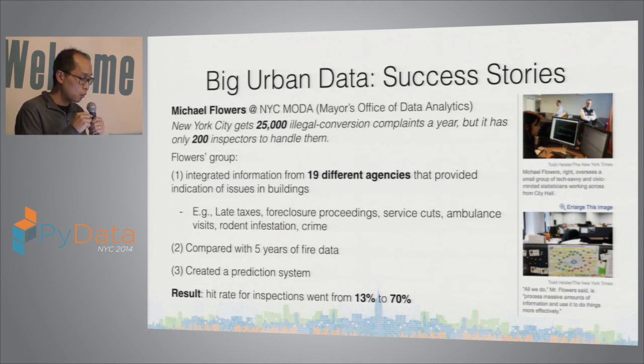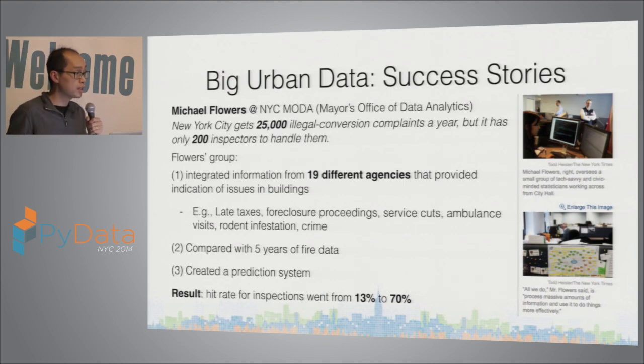the places. So what they did is that they took the data from 19 different agencies, from late taxes, foreclosure proceedings, and ambulance records, and combined it with 5 years of fire data to see which places would likely cause a fire and have real accidents. And by doing that, they really increased the hit rate from 30% to 70%, which means that 7 times out of 10, when the inspector goes out to a place and checks it, if it is really serious, they will issue a vacate order, which means they chose the priority right, much better. So this really improved the safety of the city.